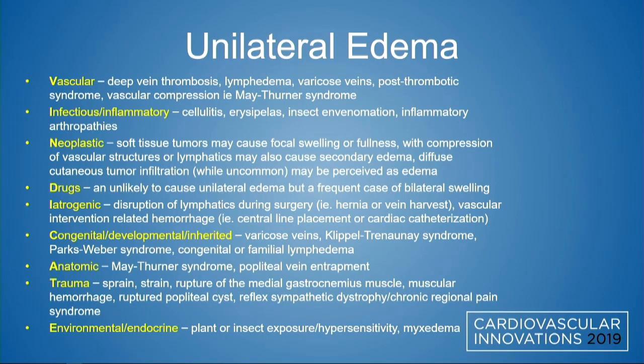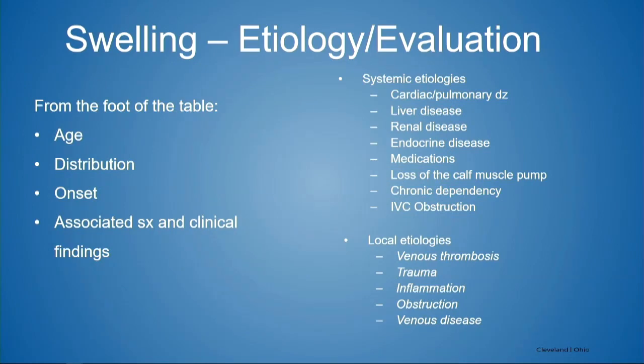So these lists are not the same, and they will be available to you on your app. So how do I look at this? From the foot of the table, when I see the patient, I look at their age. That gives me my upfront. If this is an 80-year-old lady with fairly acute lower extremity swelling, I'm worried about a pelvic neoplastic process, and I need to look there.